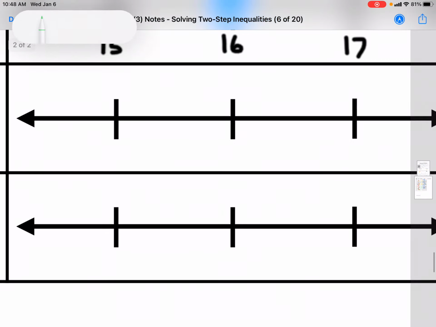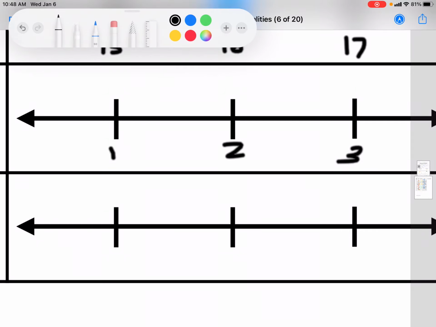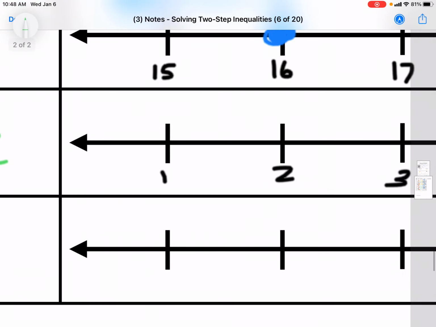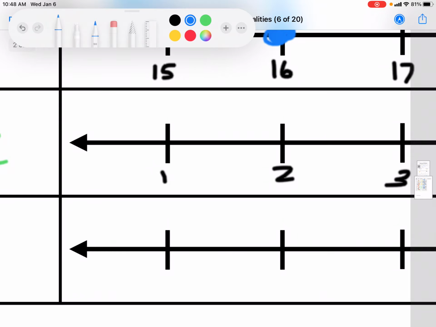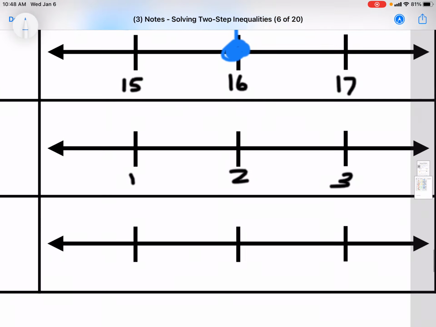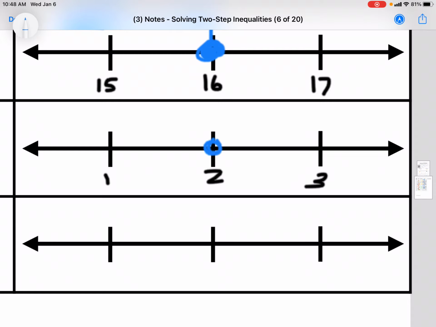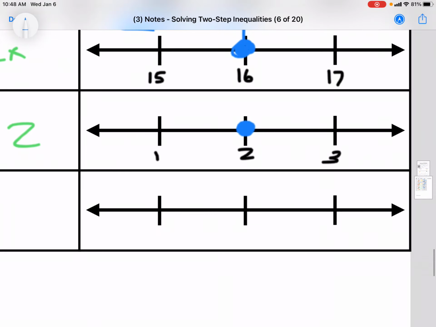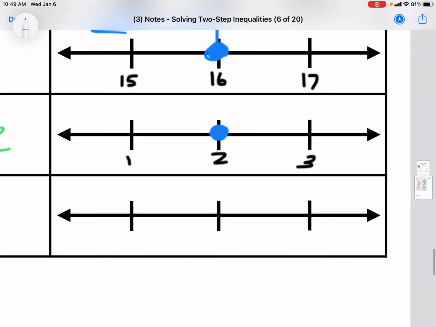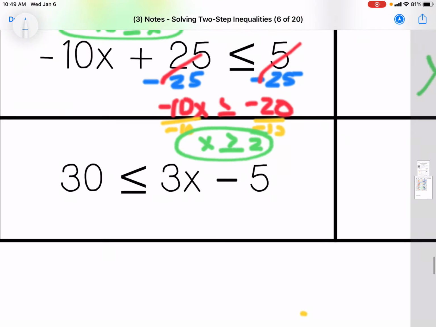So let's go ahead and graph this. It has an equal sign underneath, so it's going to be closed. That was a pretty dot right there, folks. I mean, that's a good one. All right, x is greater than, so greater than goes to the right.